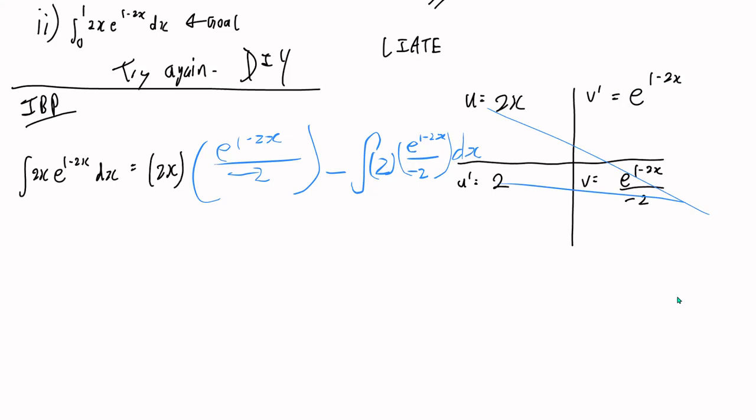Good. Then the 2's will cancel away. Cleaning up what you get, 2 and 2 cancel away here as well. Then you end up with a negative x e power 1 minus 2x. Subtract away, 2 cancel away, you're left with the integral of e power 1 minus 2x.